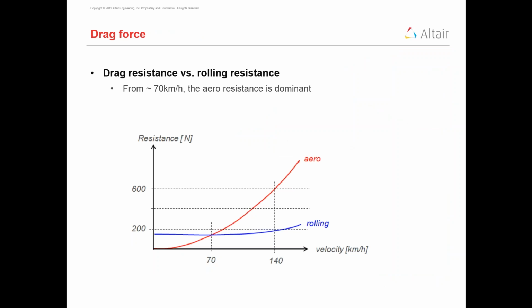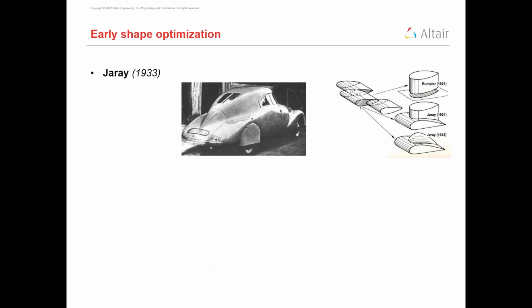This is the drag resistance versus the rolling resistance. Say at 70 kilometers per hour, the aero resistance is dominant. So you do certain types of resistance analysis. You can plot force against velocity, and see what the drag resistance is and what the rolling resistance is.